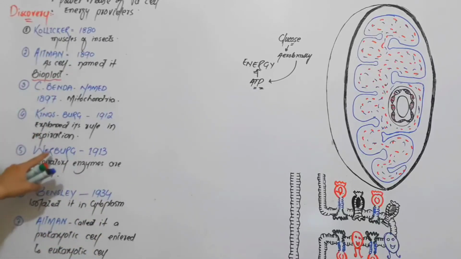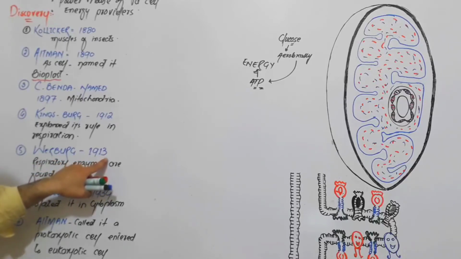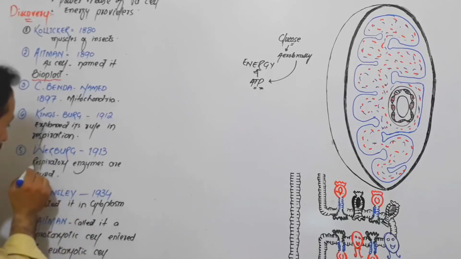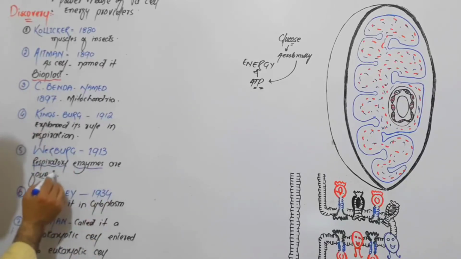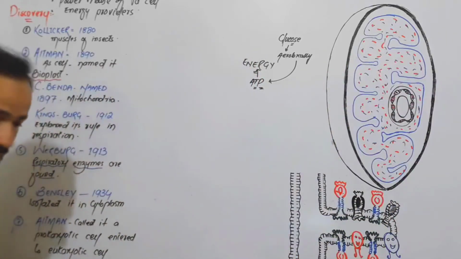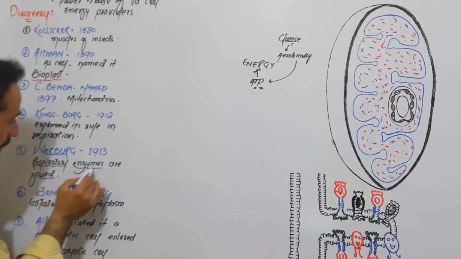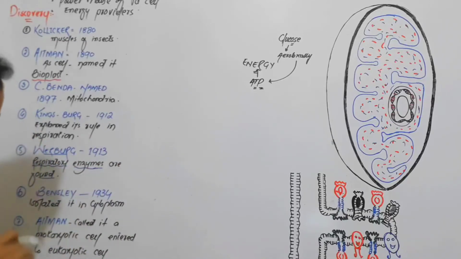So Kingsburg in 1912 explained its role in cellular respiration, right? Then the fifth one, Warburg, in 1913 said that the enzymes which are required for respiration are found in mitochondria, right? So according to Warburg, the respiratory enzymes are present in mitochondria.